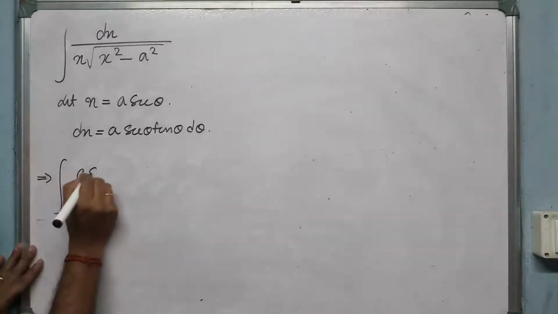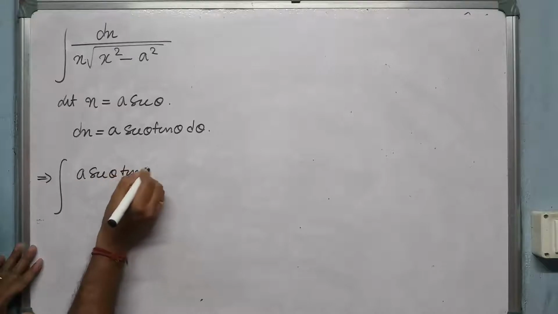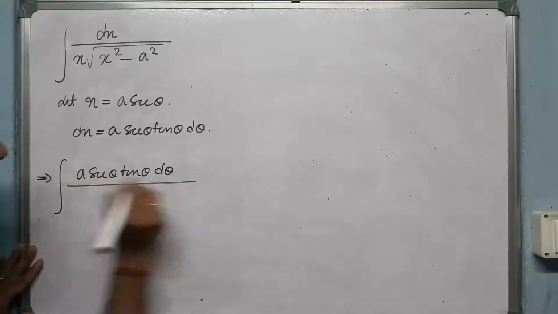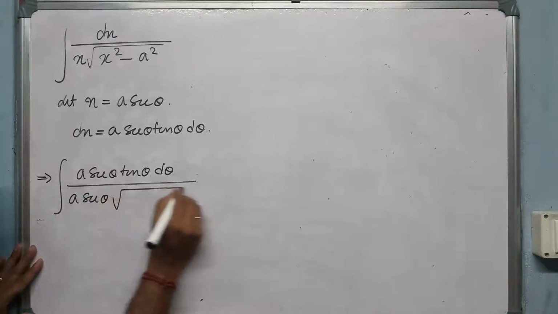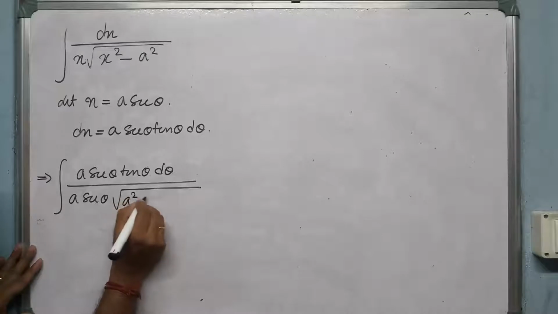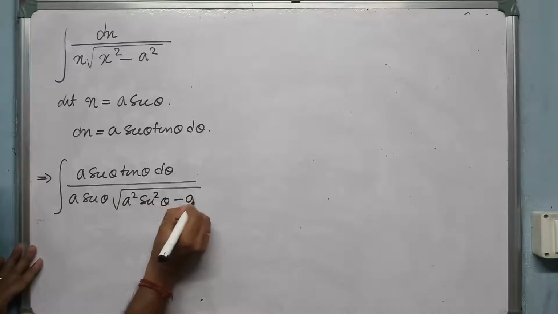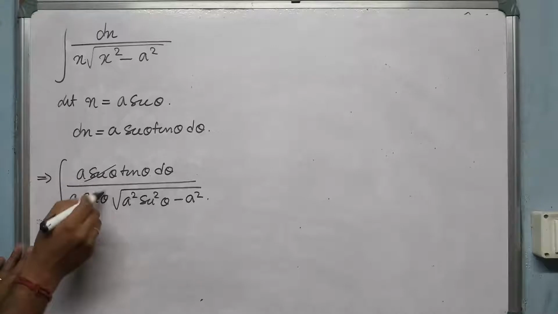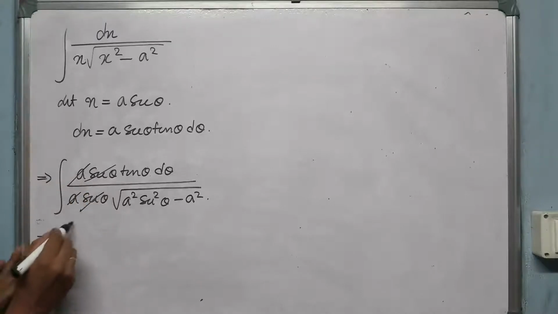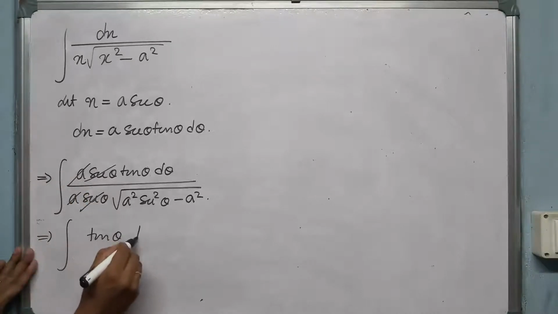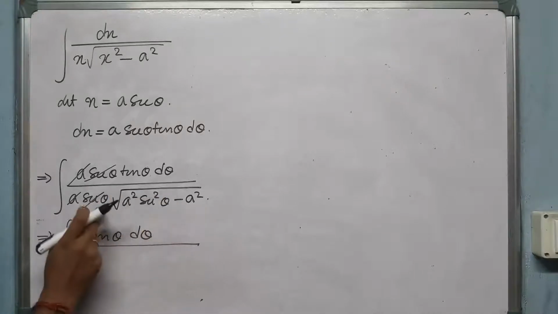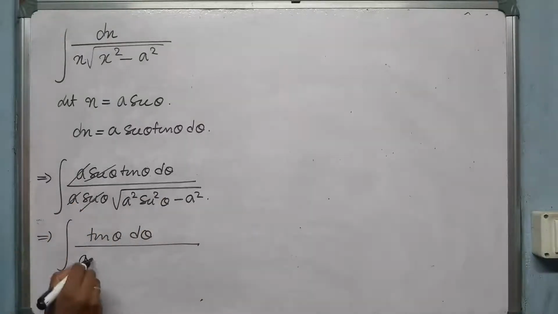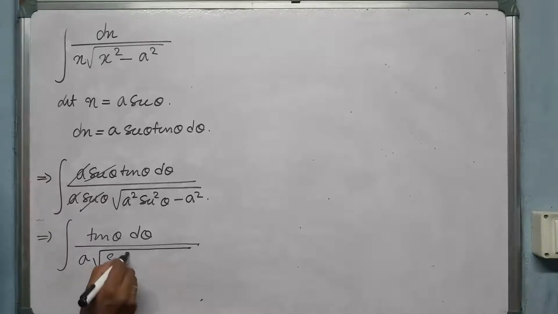Integration dx is a sec theta tan theta d theta over the value of x is a sec theta, on the root, it is a square sec square theta minus a square. Sec theta gets cancelled, a gets cancelled. Now it is integration of tan theta d theta over, within the root, a square is common. If you take a square common from the root, outside the root it will be a. Root and square get cancelled, and what remains inside the root is sec square theta minus 1.